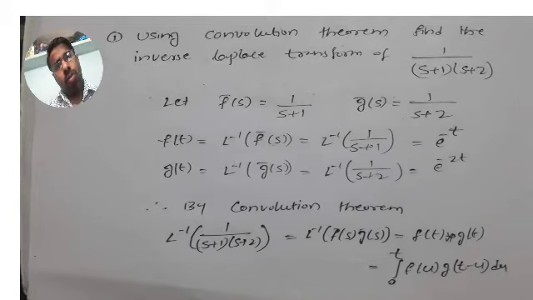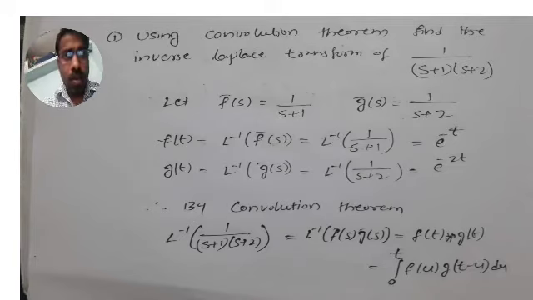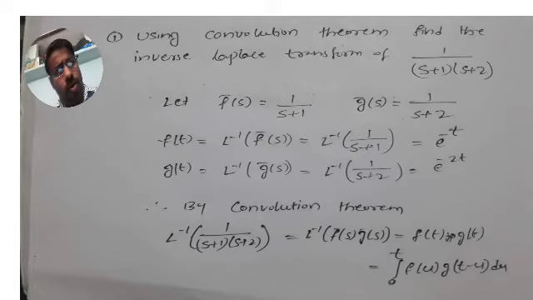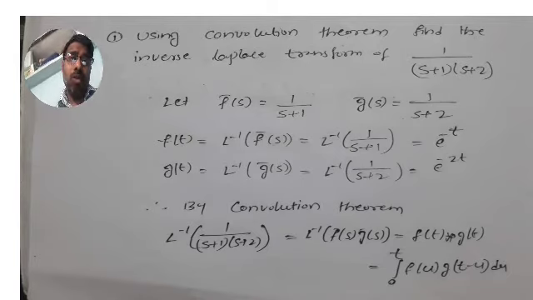So one trick I am telling here, in order to choose g bar of s, because you have to write in convolution f of t, you know, you have to write f of u. G of t, you know, you have to write g of t minus u.